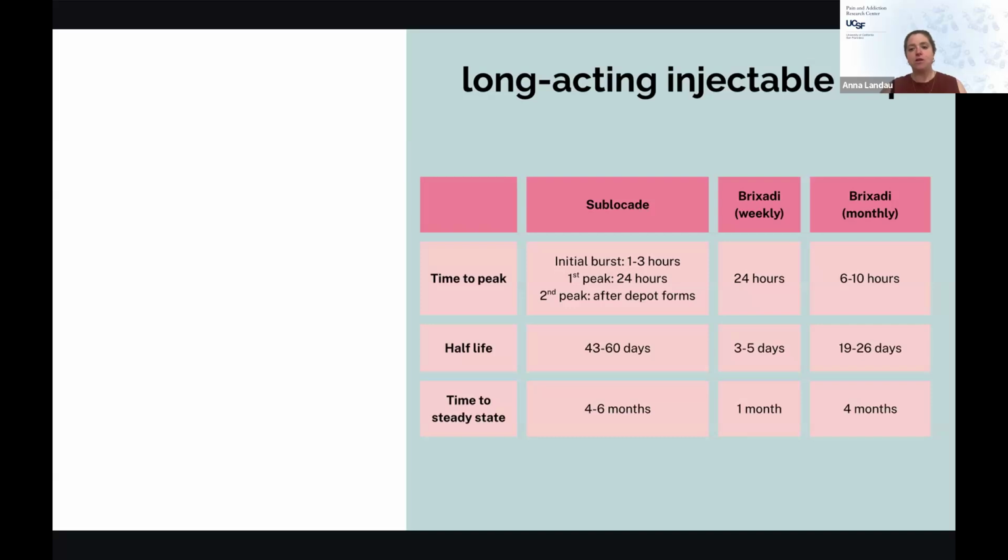The reason for that is because both Sublocade and monthly Brixadi have a shorter time to peak than weekly Brixadi. For Sublocade, there's this initial burst in the first 1 to 3 hours for complicated reasons involving the carrier gel matrix that the medication is stored in. And for monthly Brixadi, it's something like 6 to 10 hours afterwards. That's still too close, we have found, to a sublingual dose, where you have that rapid rate of rise, versus Brixadi weekly, which is a slower rise over 24 hours. So it's really the time to peak, or that rate of rise, that we think influences how much withdrawal people experience when buprenorphine is knocking fentanyl off receptors.